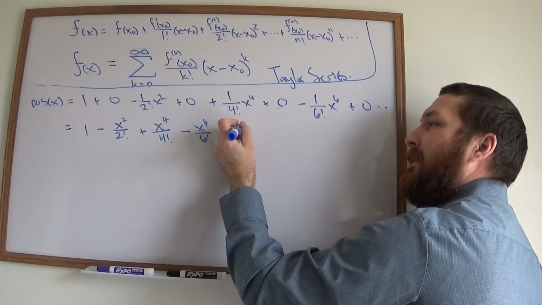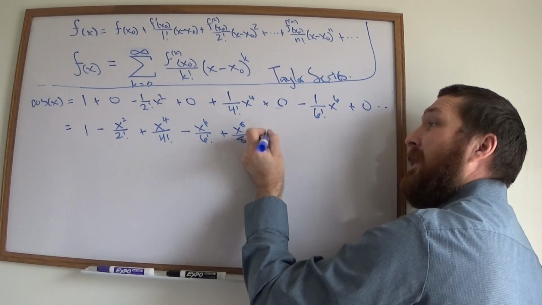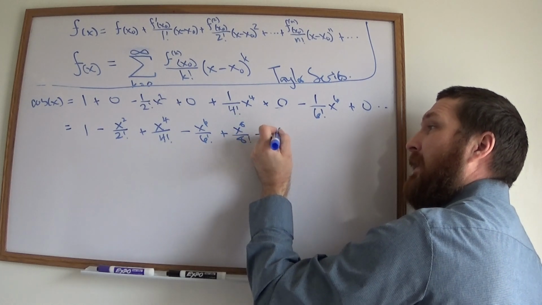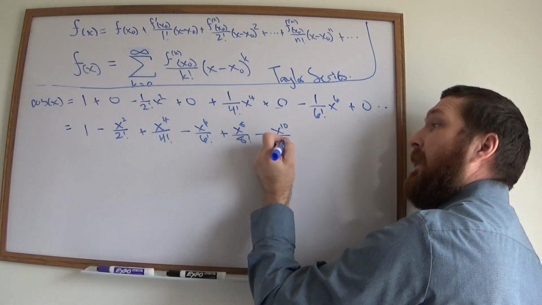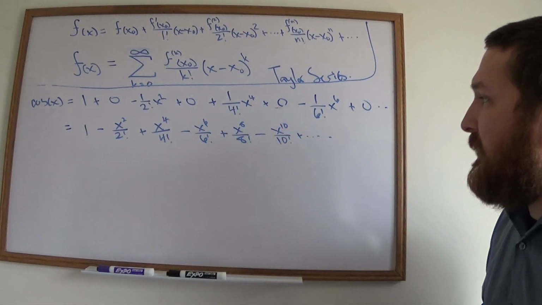X to the 8th over 8 factorial. What's the next one? Minus x to the 10 over 10 factorial, and so on and so forth, okay? So let's see if we can find a formula.